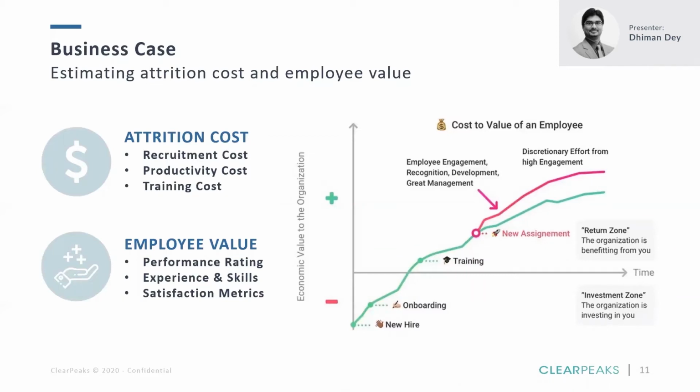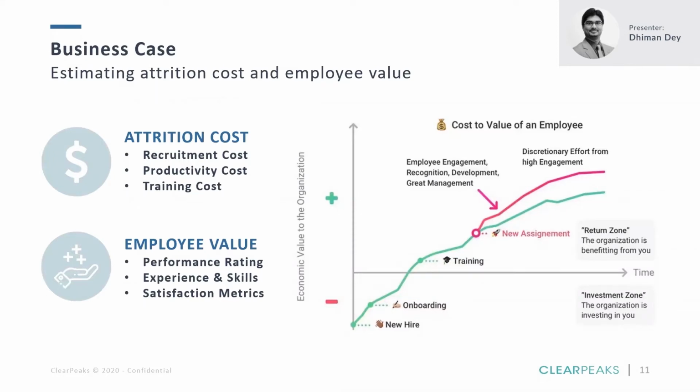So that's the left hand side of things. On the right hand side, you see this graph, basically trying to explain from the moment a particular employee joins your organization to when they get their first assignment and start being productive. So the red point that you see in the middle, on left towards that, is from new hiring to onboarding to training till the moment you give them the new assignment. This entire period is called the investment zone.